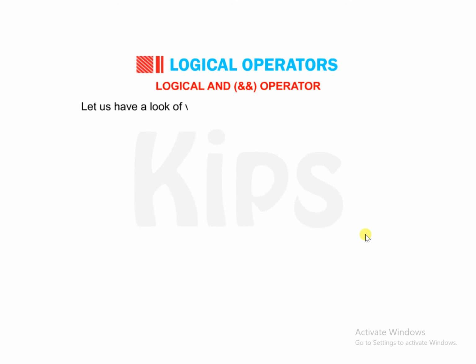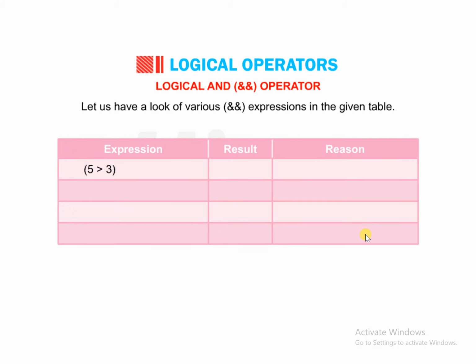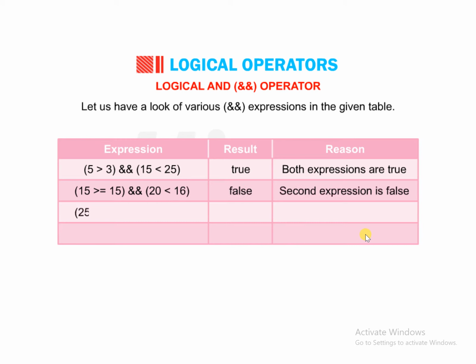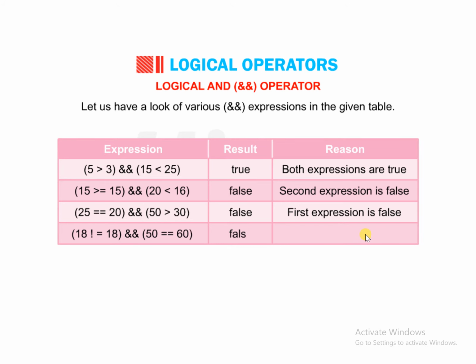Let us have a look at various AND expressions in the given table. Expression: 5 is greater than 3 and 15 is smaller than 25. Result true. Reason: both expressions are true. 15 is greater than equal to 15 and 20 is smaller than 16. False. Second expression is false. 25 is equal to 20 and 50 is greater than 30. False. First expression is false. 18 not equal to 18 and 50 equal to 60. False. Both expressions are false.